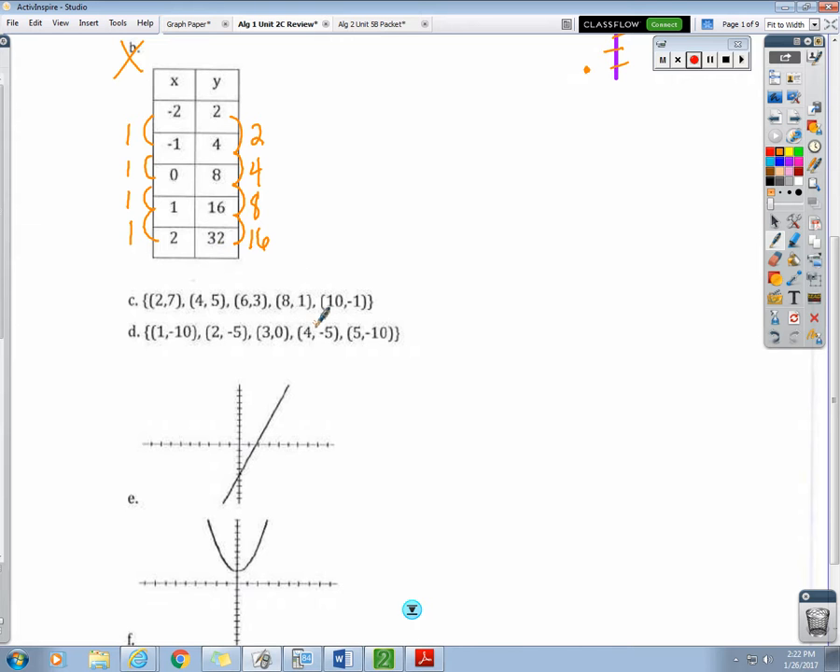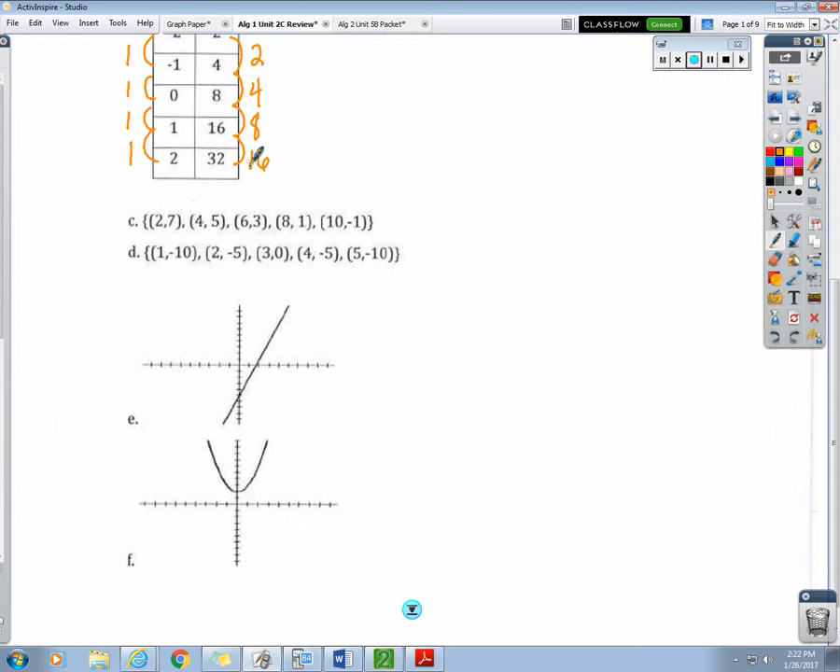C and D, you do the same way, but they're not given to you in a table. They're given to you as a list of values. But you still do it the same way. Start by looking at each x value first. To get from one x value to the next, what's going on? You're adding 2. So wouldn't that mean it has a run of 2 because x is still on the bottom?